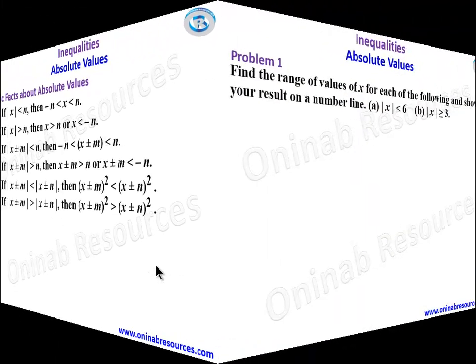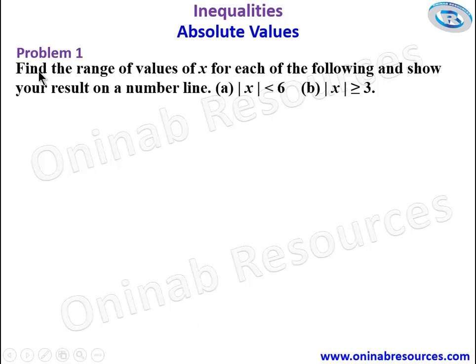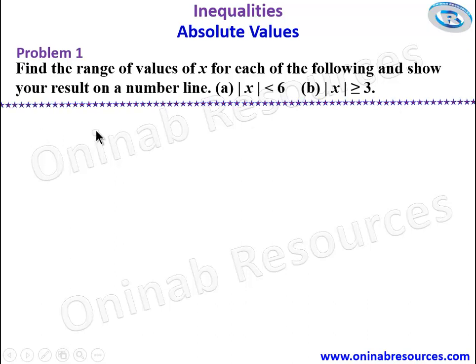So we start with the first problem. Problem 1. Find the range of values of x for each of the following and show your result on a number line. We have problems A and B. So we start with part A of the problem. We have stated earlier we are going to explore the basic facts of absolute values to solve the problems. So we go: if modulus of x is less than 6, then negative 6 is less than x less than 6. So we are done with the solution to the absolute value of x less than 6.